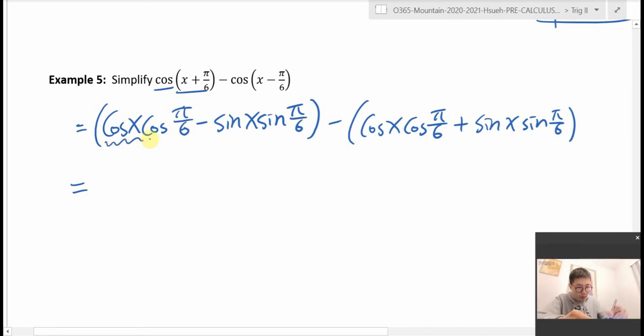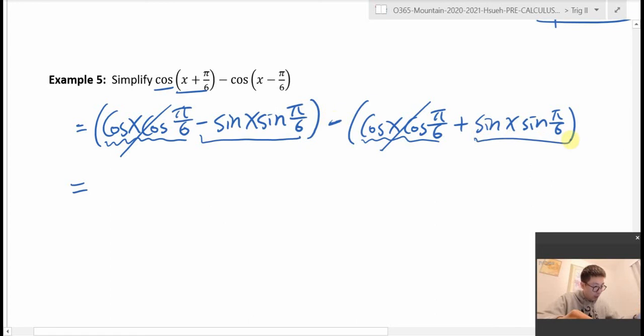Hopefully you notice that you got cosine x, cosine pi over 6. You don't actually need to evaluate this yet, because you can see that this is also cosine x, cosine pi over 6, and because we're subtracting them, they simply cancel out. For the second term, you got negative sine x, sine of pi over 6, and you have subtraction, so minus sine x, sine pi over 6. So really, you have two of them, negative 2 sine x, sine pi over 6.